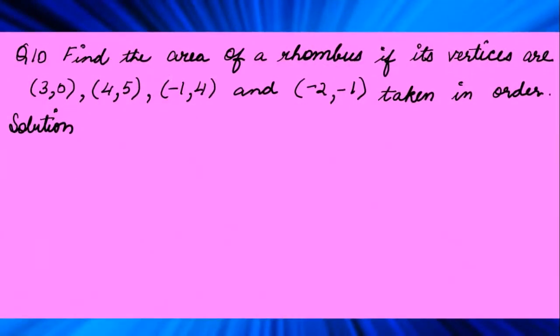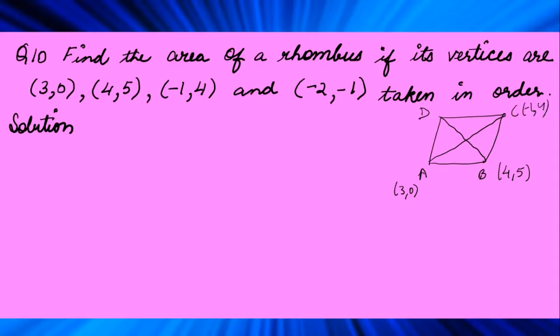After this, question number 10 is: find the area of a rhombus. So this time you are given a rhombus, and its vertices are given. Write A, B, C, D: that is (3, 0), (4, 5), (-1, 4) and (-2, -1). Okay, they are taken in order.